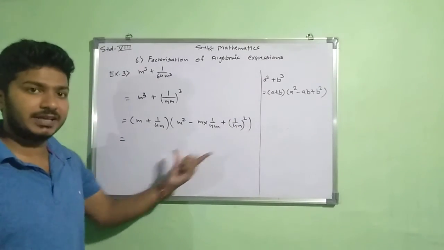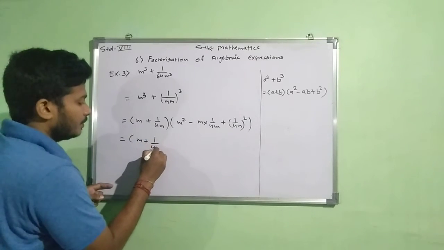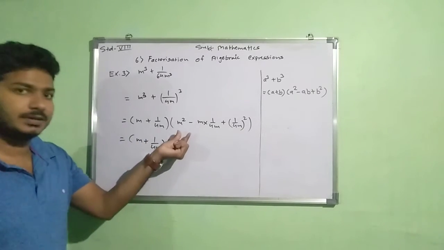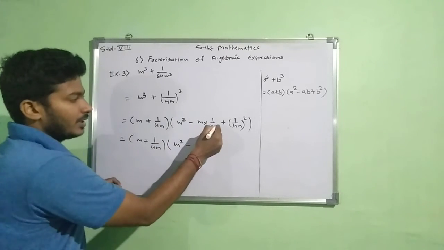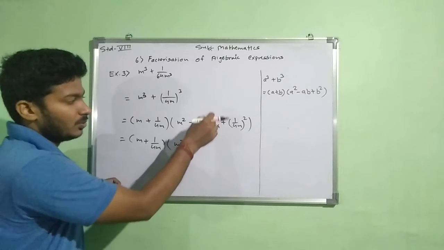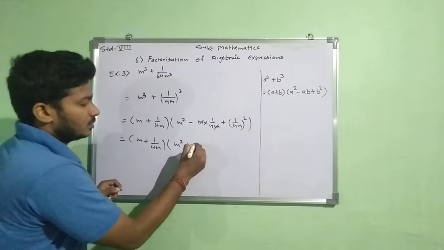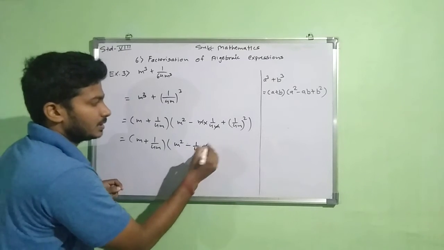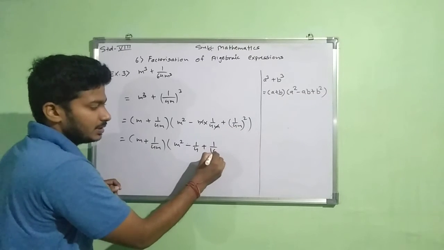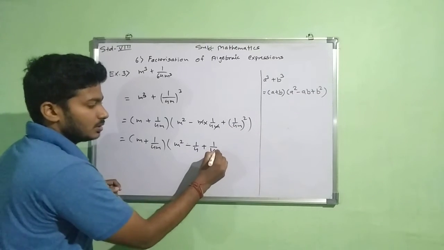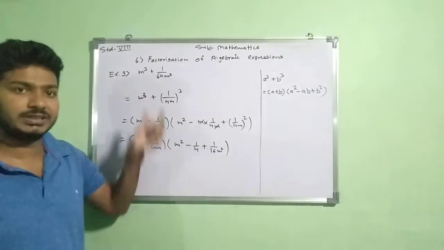Now we have to do simplification. So the first bracket will be as it is, m plus 1 upon 4m. Now in the other bracket, m square minus, now we can cancel that m and that m, because one m is at the numerator and the other is in the denominator, so we can cancel them. So 1 upon 4 will remain, plus 1 upon, now we have to do the square of 4 which will be 16, and square of m will be m square. So this will be the expansion of the given question.